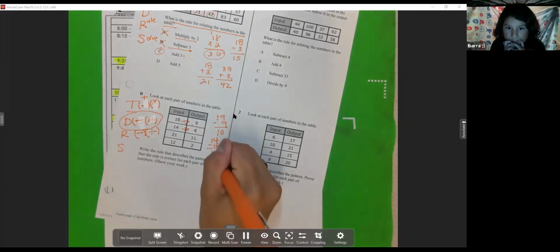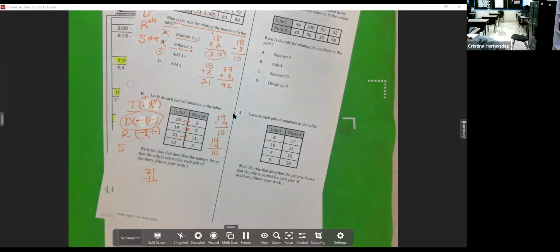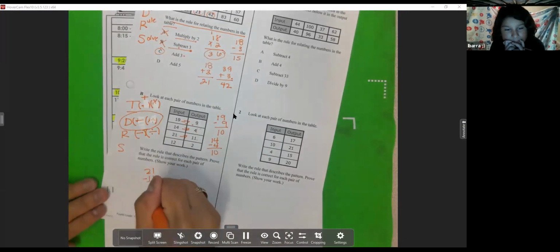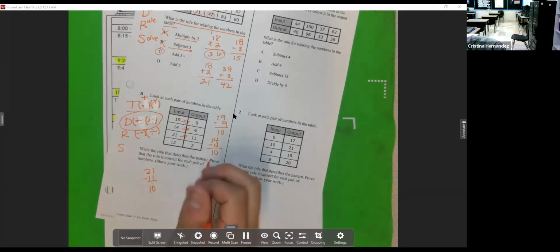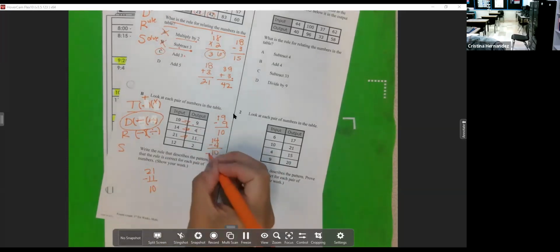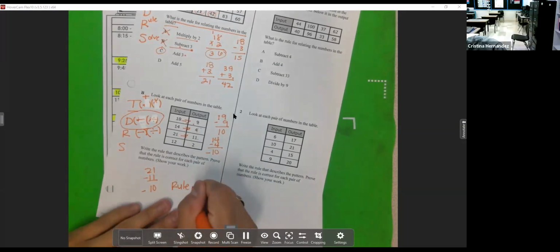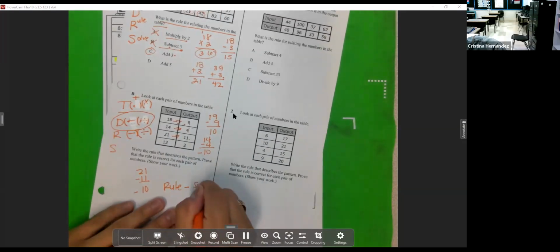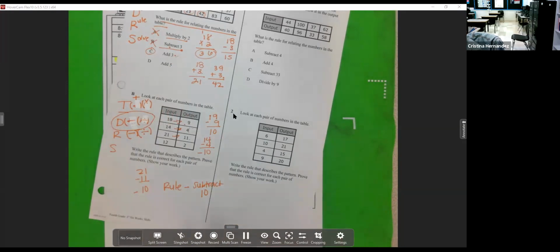Let's do 21 minus 11. What do we get? 10. So what is our rule? Not just 10. Minus what? Minus 10. So our rule would be subtract 10. Just like up here, we subtracted whatever. So if we did 12 minus, just to be sure, 12 minus 2, what do we get?